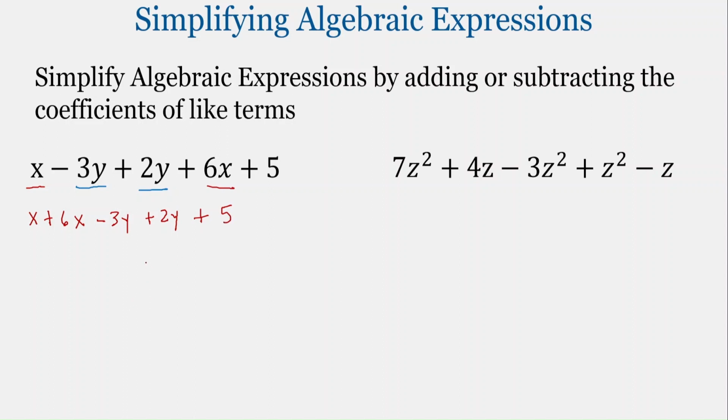And now we will combine our like terms. So this is x plus 6x. That's 7x. We added those coefficients. Negative 3y plus 2y. That's going to give us negative 1y, which we can write as minus y. And then 5.